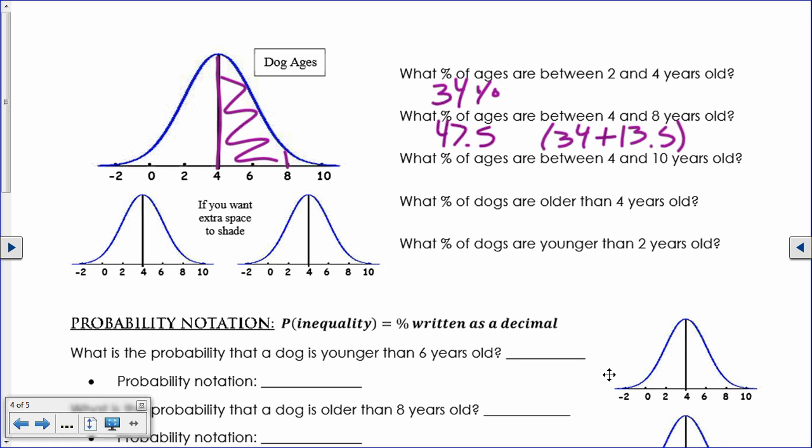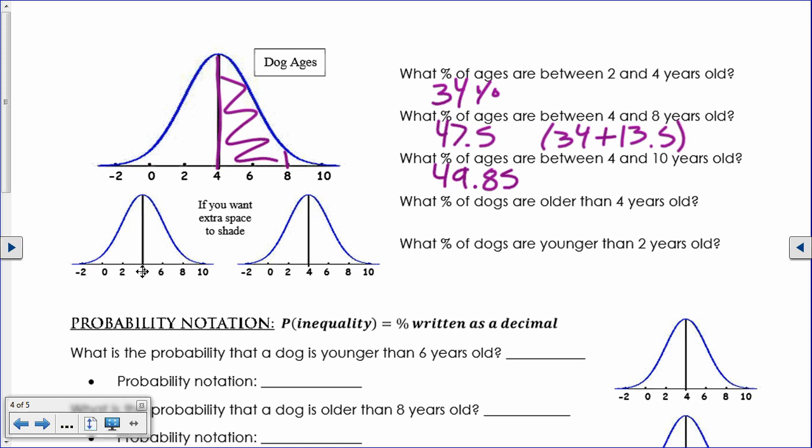49.85. Why is it not 50? You have the little outlier section, right? You can't say that it's 50 because 10 is not the end of the curve. There's more beyond 10. That's the 0.15. So you can add 34, 13.5, and 2.35 together, or you can do 50 minus the 0.15. Yep. Right. What percent of dogs are older than 4?